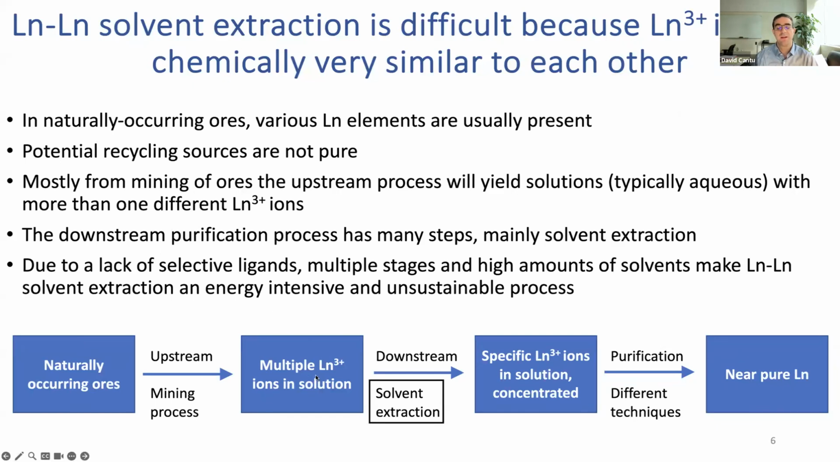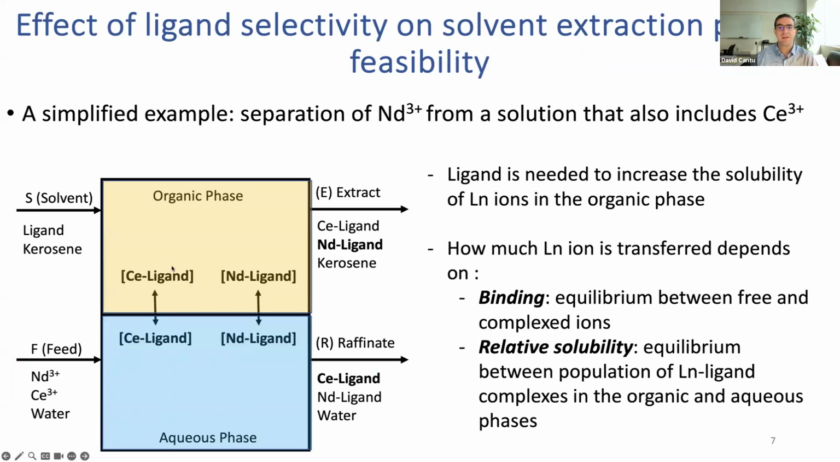lanthanides from each other, solvent extraction is used. And this solvent extraction step is very unsustainable because it uses large amounts of solvent and energy. And that is because of their chemical similarity. The selectivity of the ligands is very poor.